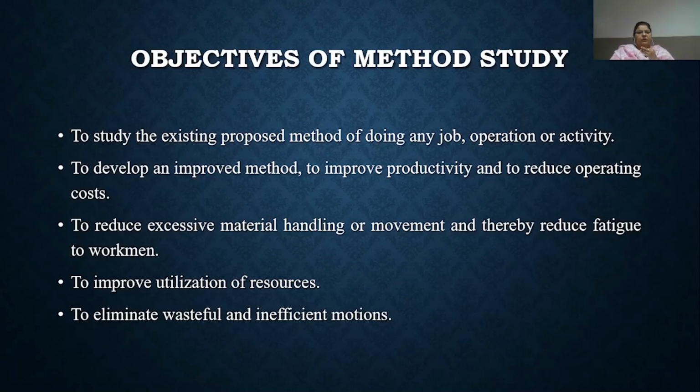Next one is to develop an improved method. If the method is slow, or the machine is slow, or the worker is slow, obviously production will slow down, it will take more time, and the cost will be high. To improve productivity and to reduce operating cost, because if the worker is doing slow work, the operating cost will be high. Suppose we take an example in infrastructure companies.